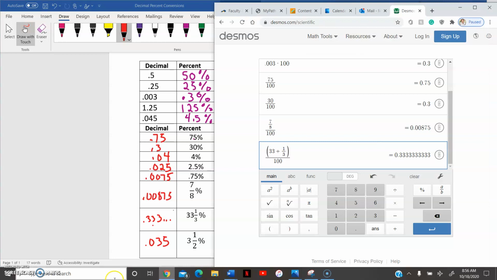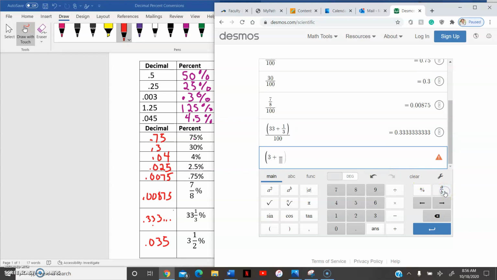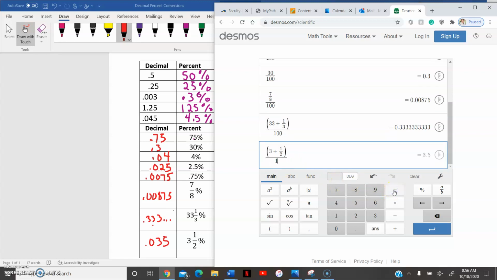So then for 3.5%, I can just put another row in. Again, I have to do 3 plus 1/2. I'll use the fraction icon. And then divide. And we know what Desmos will do. It'll put it underneath. And as soon as I have that 100 there, the answer is there, 0.035. So that's a summary of the answers.